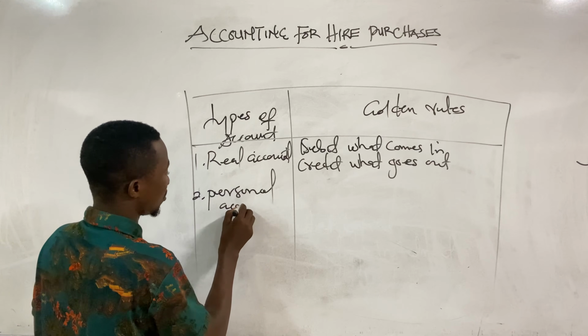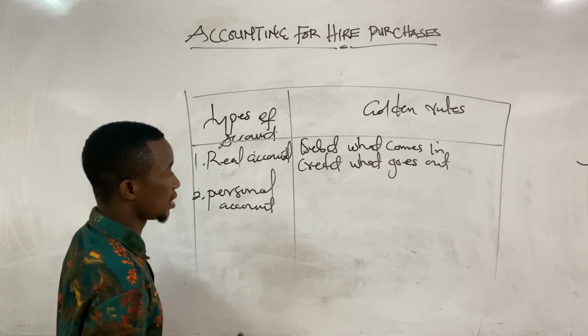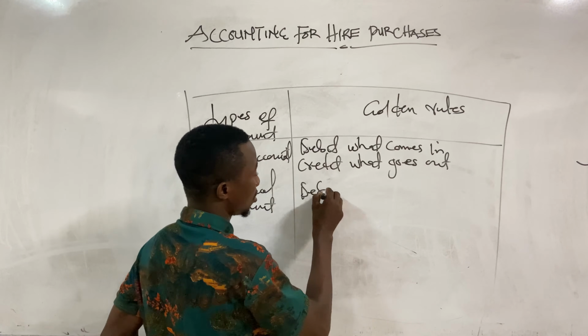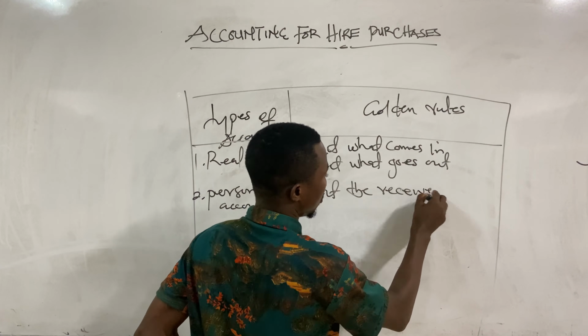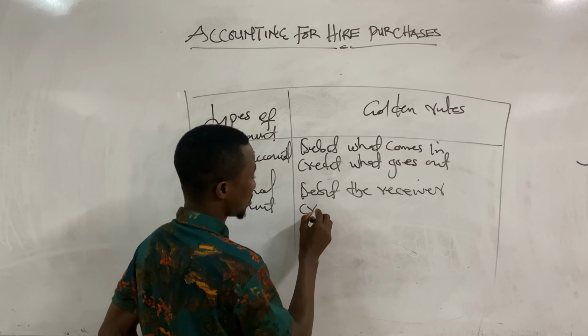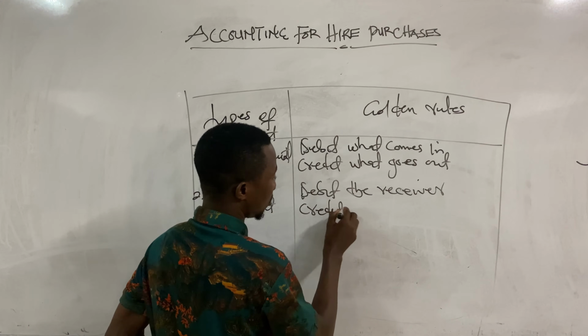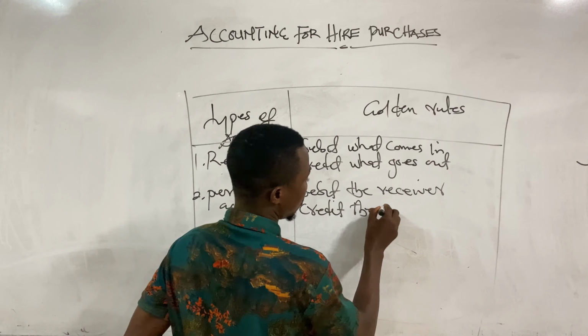For personal account, that is, you debit the receiver, then you credit the giver.